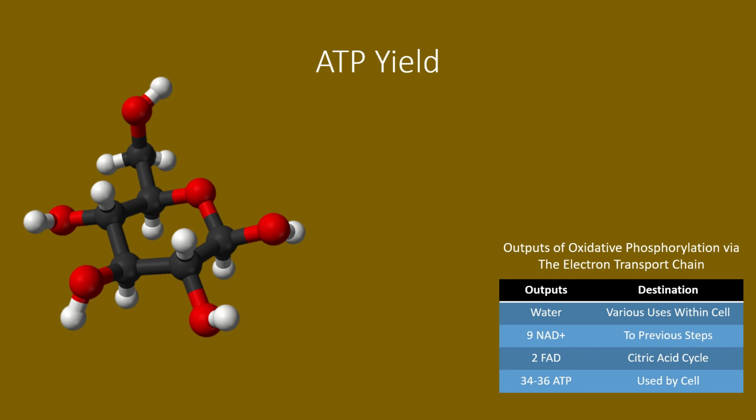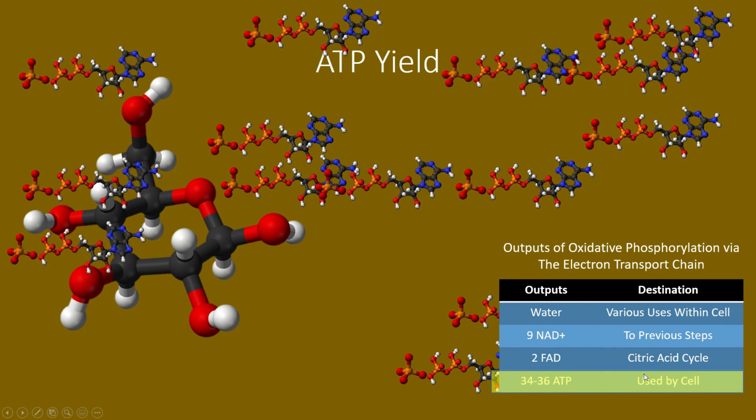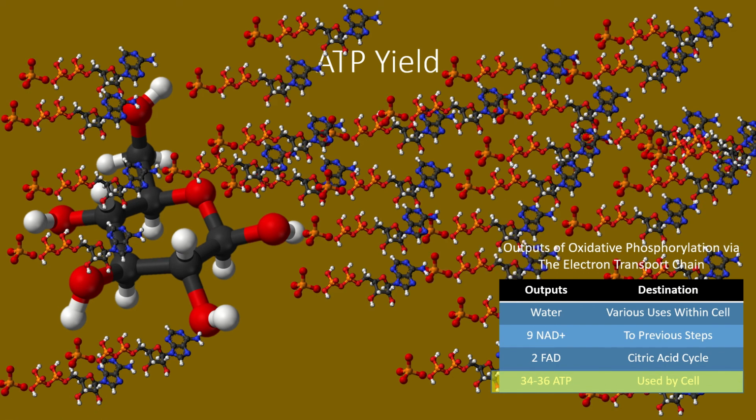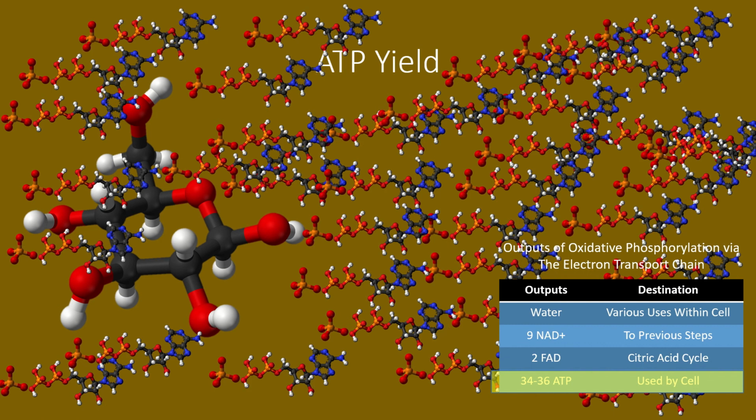You're going to take 1 to glycolysis, you're going to take 2 to the transition step, and you're going to take 6 to the citric acid cycle. 2 FADs will go back to the citric acid cycle to pick up even more hydrogen ions and electrons. And then finally, you get 34 to 36 ATP, which are used by the cell. So this long process of harvesting hydrogen ions and electrons out of glucose to help power ATP synthase is all used to help make ATP and is finally being paid off.